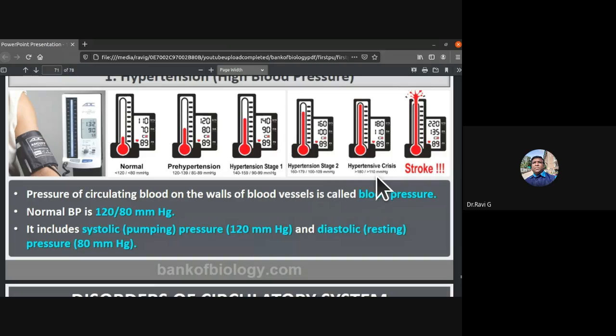180 by greater than 110 millimeters of mercury, that reading is a hypertensive crisis. Beyond this, it leads to stroke, nearly 220 by 135. So these are all the different levels of high blood pressure.